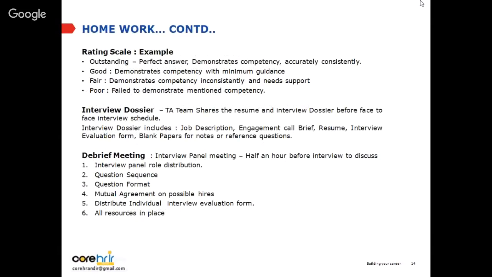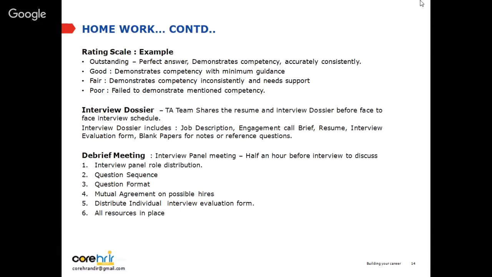Again, a few more things on that. You should know what type of rating scale to use. I've given you the example of the interview dossier. There are various combinations in an interview dossier. It's like a package which we, as hiring managers, need to be aware of, which includes the job description, the engagement call brief and resume as well, the interview evaluation form, blank paper for notes, and reference questions.